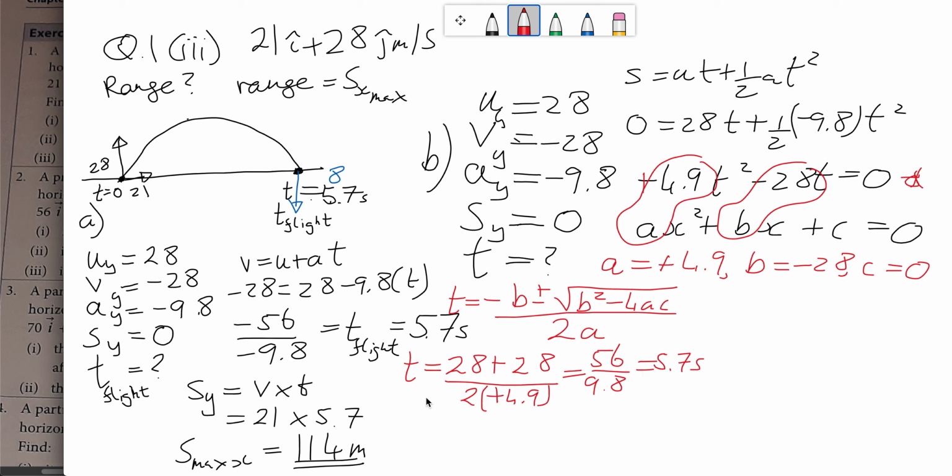Okay, now that's one answer. But remember, it's plus or minus. So we just took the plus one. So if we look at the other one, it will be minus 28 plus 28 divided by 9.8, which equals 0. And that makes sense because when the distance in the y direction is 0, it's at 2 points. It's 0 at the beginning when time is 0, and it's 0 at 5.7 seconds. So now we get 5.7 seconds, same as we had before. So we did the same thing and we would get the same distance. So there's two different ways to do the same problem.